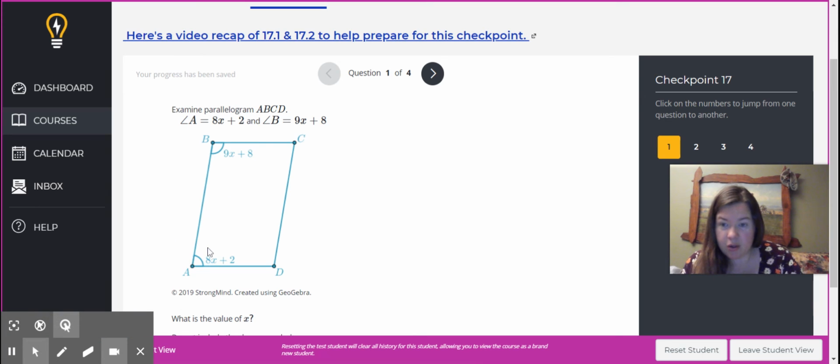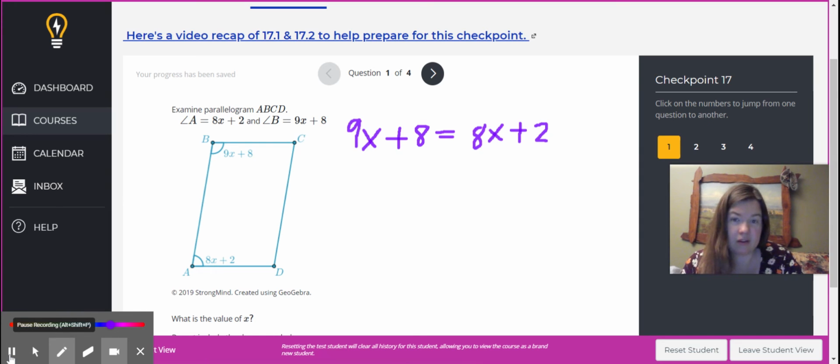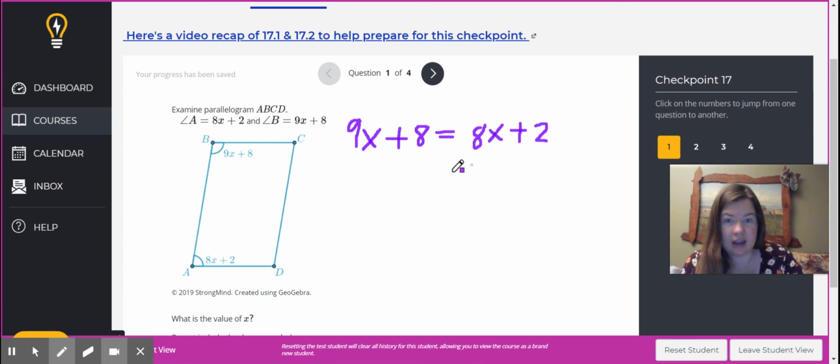So looking at this one, we know that those two things have to be the same. So this is just a lot of algebra. So let me write that down. This is writing with my finger on a mouse pad. Okay, so 9x plus 8 has to equal 8x plus 2. We want to get all the x's on the one side, all the other numbers on the other side. So this is my plan. I'm going to minus 8x from both sides. And then I want this number on the other side, so I'm going to minus 8 from both sides also.